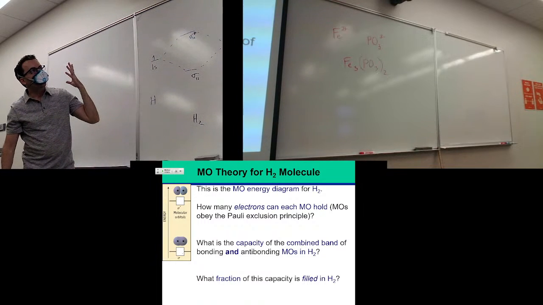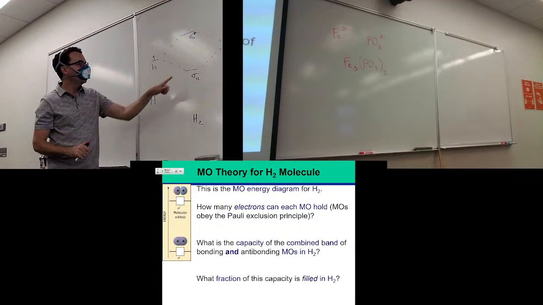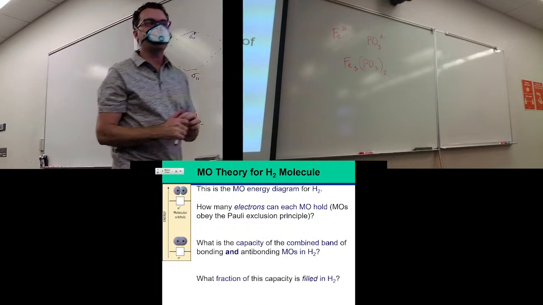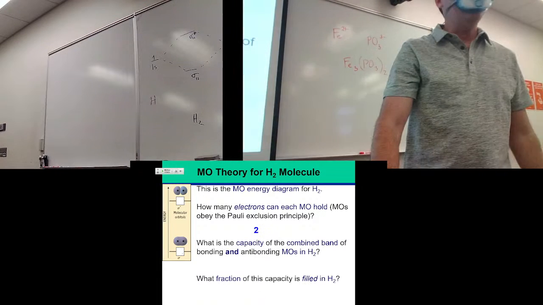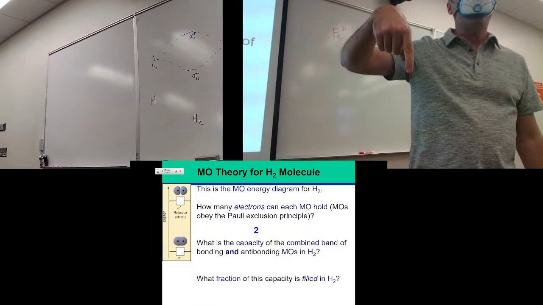So how many electrons can each molecular orbital hold? Well, a molecular orbital is just like an atomic orbital. The rules apply the same for molecular orbitals as atomic orbitals. They each hold 2, one electron spin up, one electron spin down. Same thing.